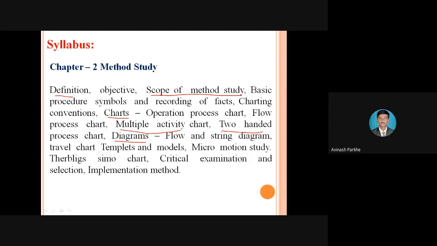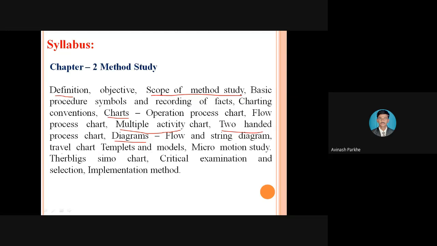Then the travel chart. Travel chart means sometimes a component is moving to workstation number 1, then it is moving to workstation number 2, then to workstation number 3, and again it comes back to workstation number 1. Whatever travels are taking place by this product, those travels or movements can be represented by this travel chart.